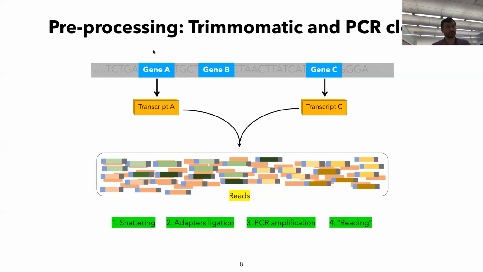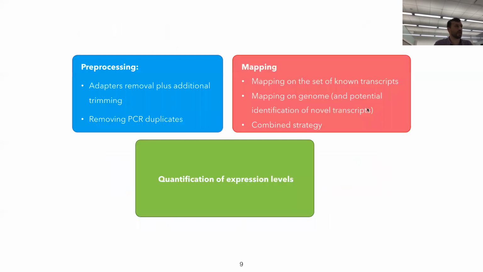We can do a lot of things. But first, we need to prepare that data set. To prepare that data set, basically we need to have first three steps, right? We need to remove the adapters, and then we need to remove the PCR duplicates. After that, we have to map the reads without the amplification and without the adapters.